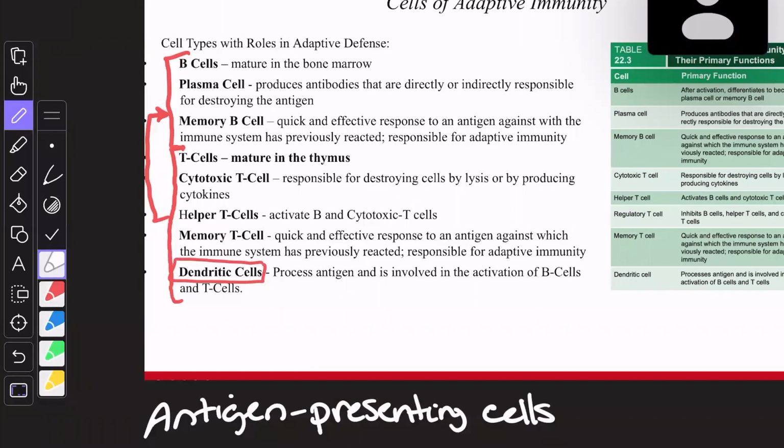Anybody have any questions about those? This is all just terminology and lingo. We haven't quite gotten to the how-does-this-work process yet. Is everyone with me? Mm-hmm. They are antigen presenting cells. Yes. We'll talk about what that means in a minute. Okay.